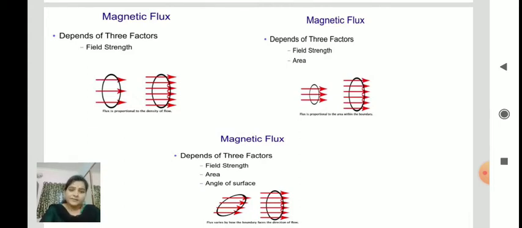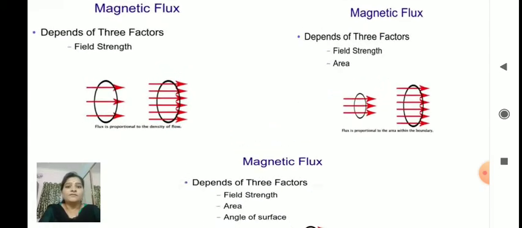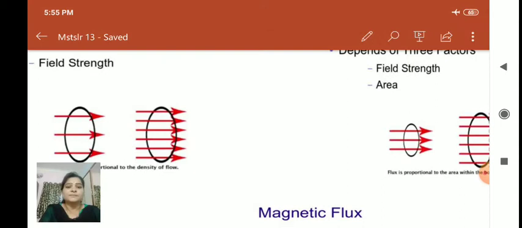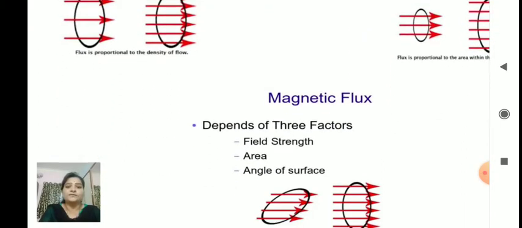So in the same way, we say that if the field strength is more, then the magnetic lines of force or magnetic field lines are more. So the flux is directly proportional to field strength. So flux is proportional to density of the flow.